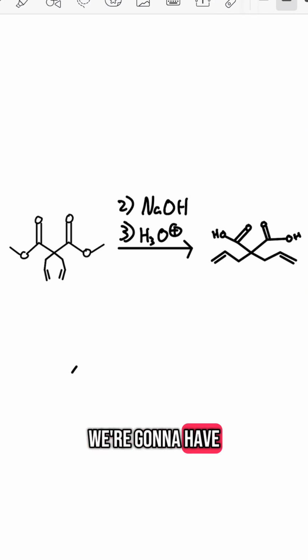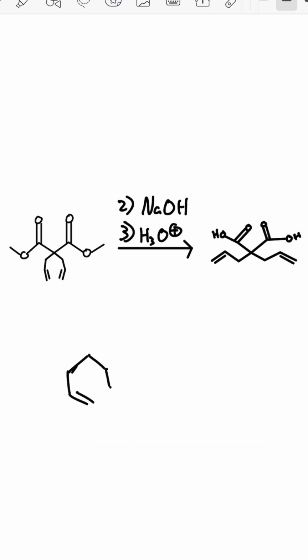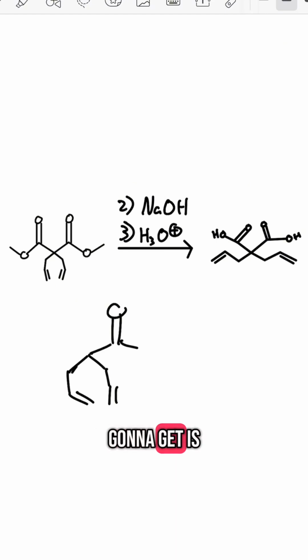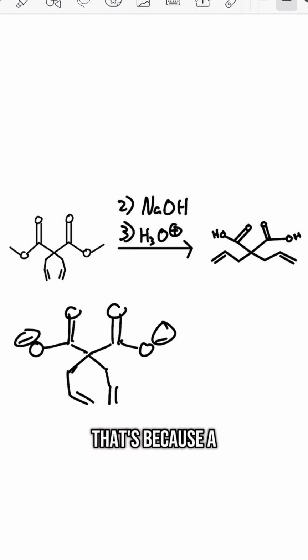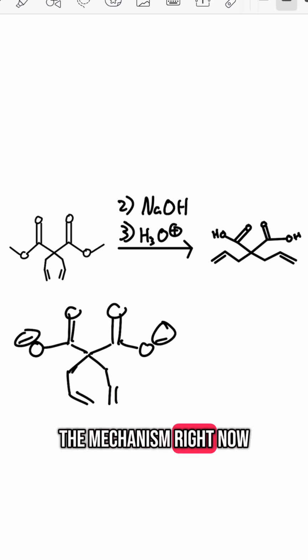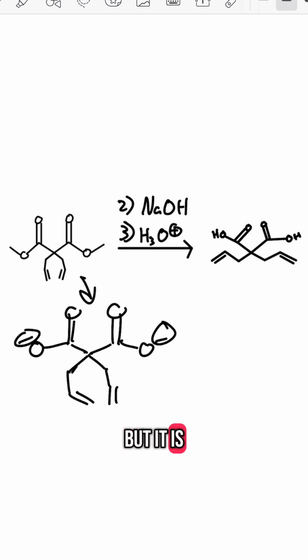And then we're going to have our alkene. It's a really crappy drawing. And what we're going to get is a carboxylate, a dicarboxylate. That is because a base-catalyzed hydrolysis is irreversible. I'm not going to go into the mechanism right now, but if you want to know the mechanism for base-catalyzed hydrolysis, I can make you a video for that later, or it should be pretty easy to find in your textbook. If not, just DM me, I can go through it with you.